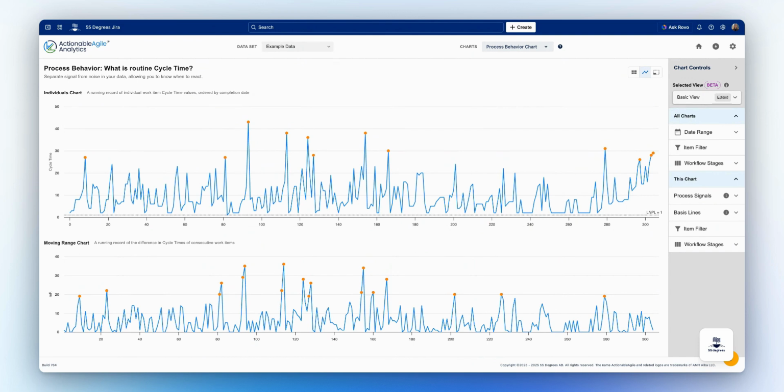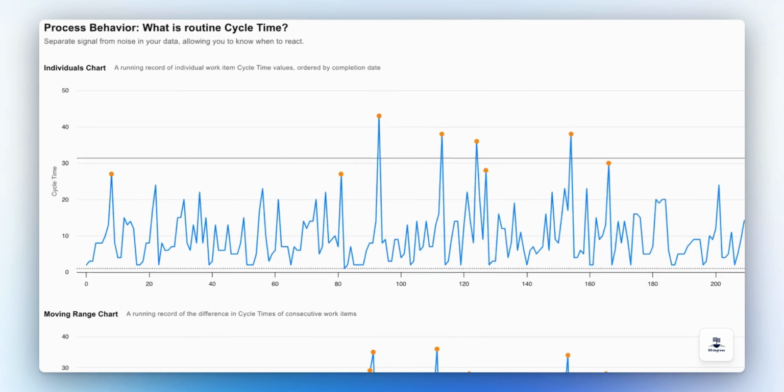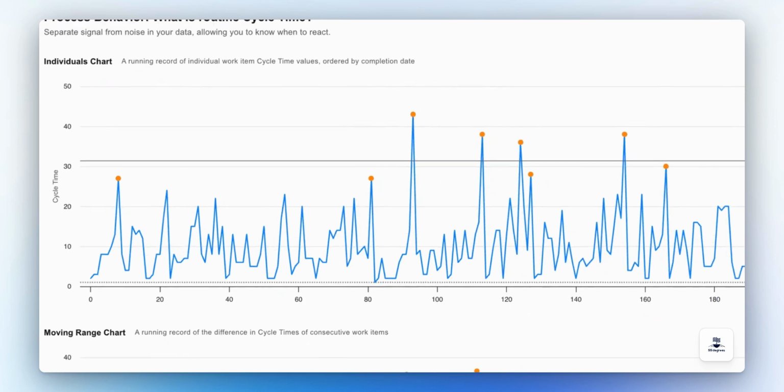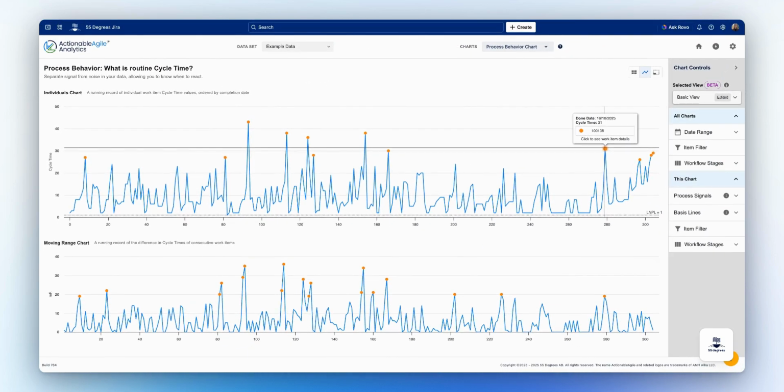A process behaviour chart is actually made up of two charts which are interdependent on each other. Located on the top half is the individuals chart, or X chart. It plots the cycle times of each work item in chronological order. It is basically a cycle time run chart. On the horizontal axis, it displays the sequence of the completed items, and on the vertical axis, it shows the cycle time in days.